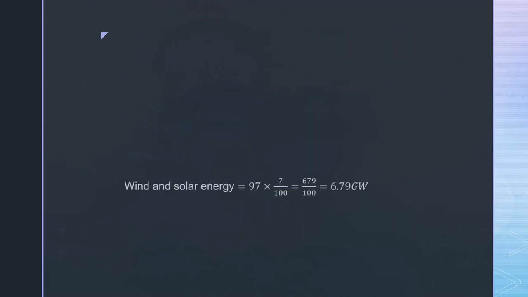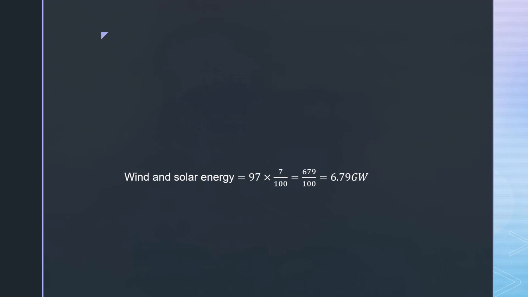So here is the solution. From wind and solar energy, 7% energy will be generated and the total energy is 97 gigawatt. So 97 into 7%, that means 97 into 7 by 100. If we multiply 97 into 7, we get 679, divided by 100, that is equal to 6.79 gigawatt. So option A is the right option. Okay.